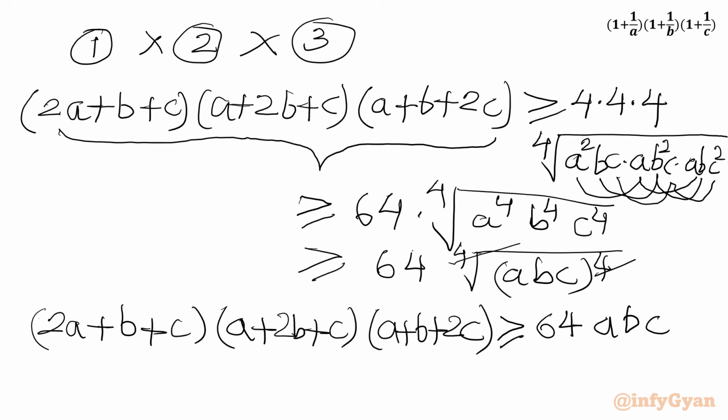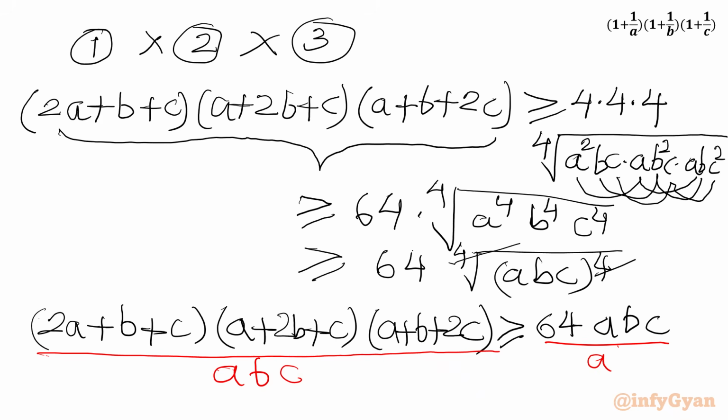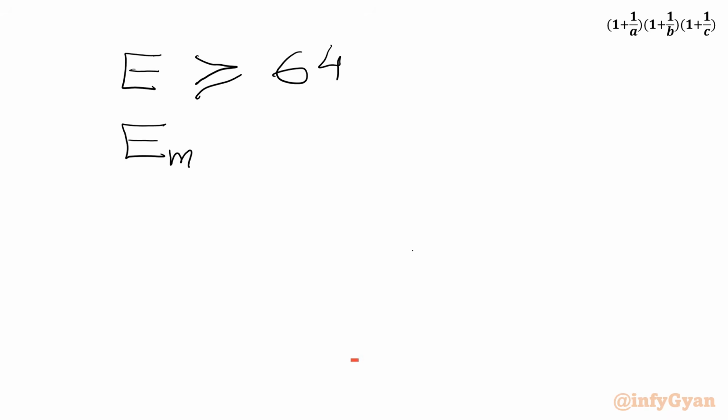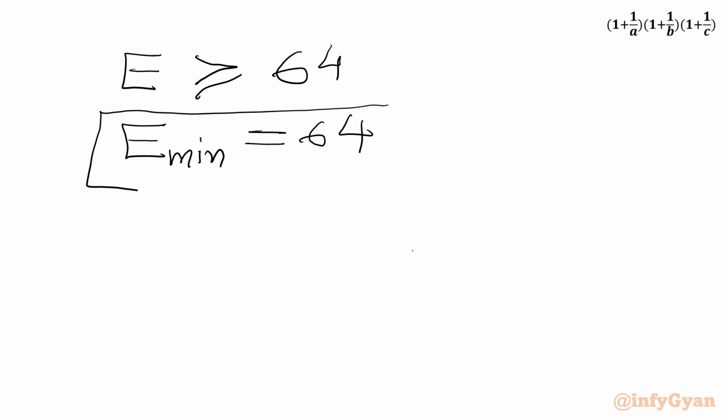Now we will divide both sides by ABC. So let us divide LHS by ABC and let us divide RHS by ABC. So we will cancel ABC from numerator and denominator on the right hand side of the inequality. Now the left hand side is our E. So we will write E greater than or equal to 64. So the minimum value of E must be equal to 64. Using the AM-GM inequality, we can find the solution like this.